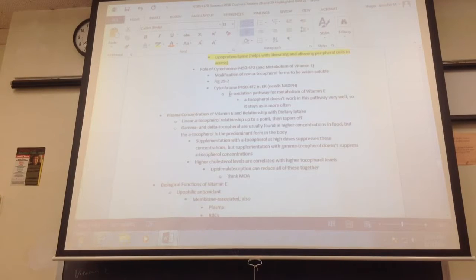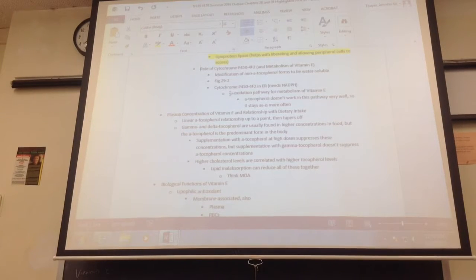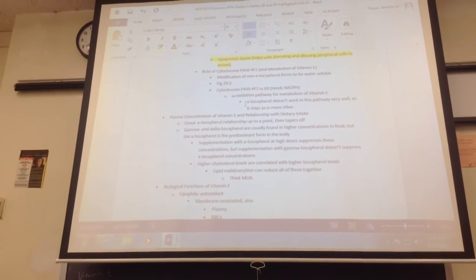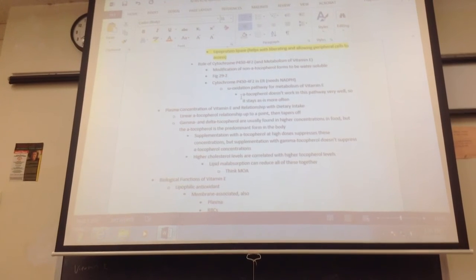Remember, so our alpha carbon, when we talk about omega oxidation, you're all the way down at the other end, right? So we're oxidizing that omega carbon, and then we're removing carbons in the middle chain so it gets very short. So alpha tocopherol doesn't work in this pathway very well, so it stays as is more often. So we've got multiple mechanisms whereby we just prefer alpha tocopherol. We don't break it down like this as often, and we preferentially put it in our VLDLs.